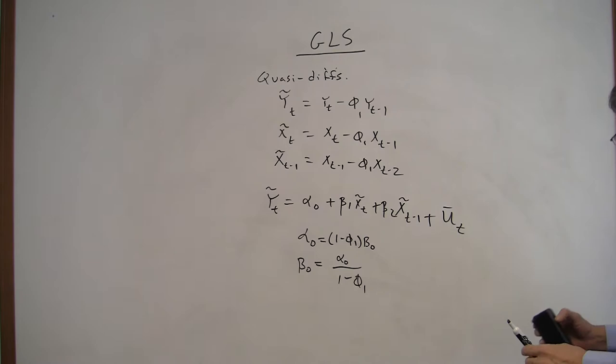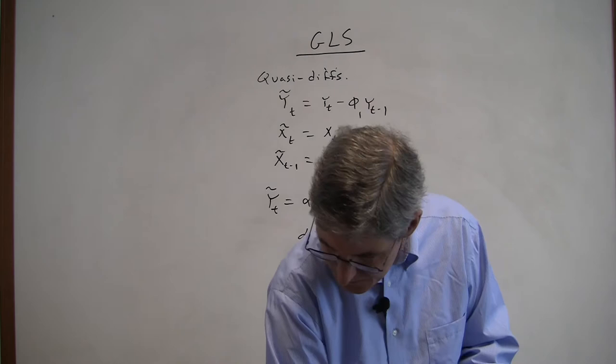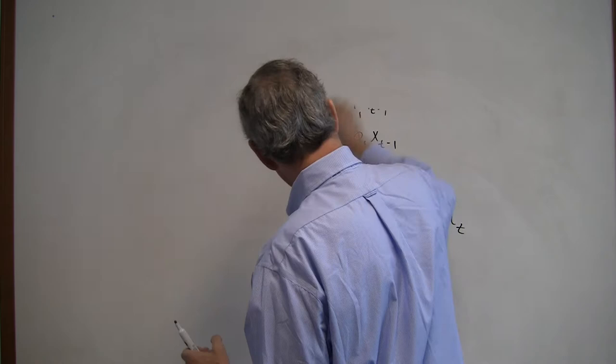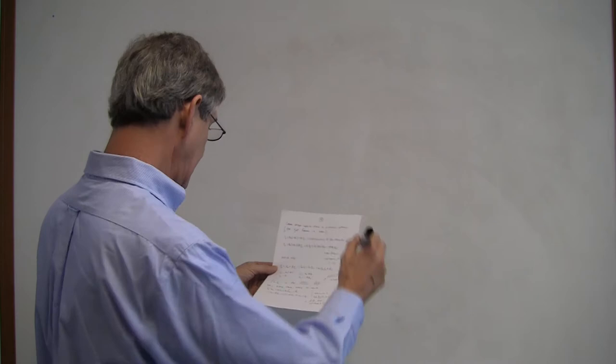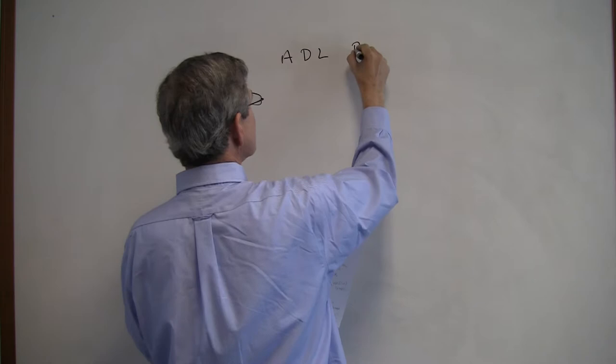Okay, so that's a rough overview of GLS. Now, there's actually another way to estimate these models that the book talks about, and that's an ADL approach. I'm only going to talk about it briefly because it's not the approach that I think is best, for a variety of reasons I'll talk about in a little while. But there's also an autoregressive distributed lag representation of this model.